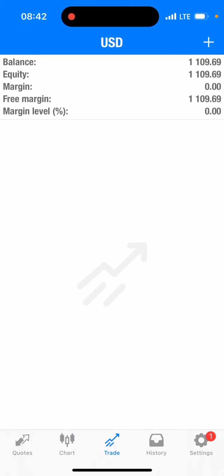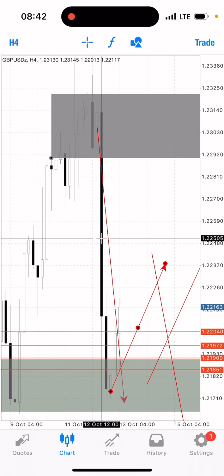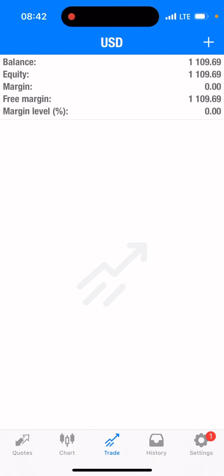So guys, look at our $5, now turned $1,109. That's how we do it. You identify your supply and demand zone, wait for the market to reach the level, check for reaction. Reaction is very, very necessary. Then you make your entry. Without reaction it is highly risky. So guys, that is what we do here.